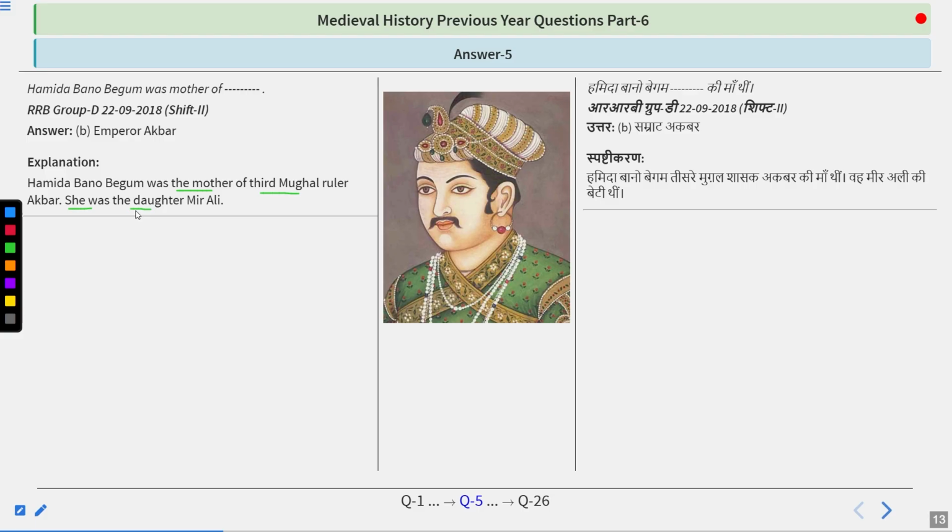Akbar's regents were Bairam Khan, we all know, and the other one was Maham Anga. Both of them created the petticoat government at that time that ruled from 1556 to 1560.